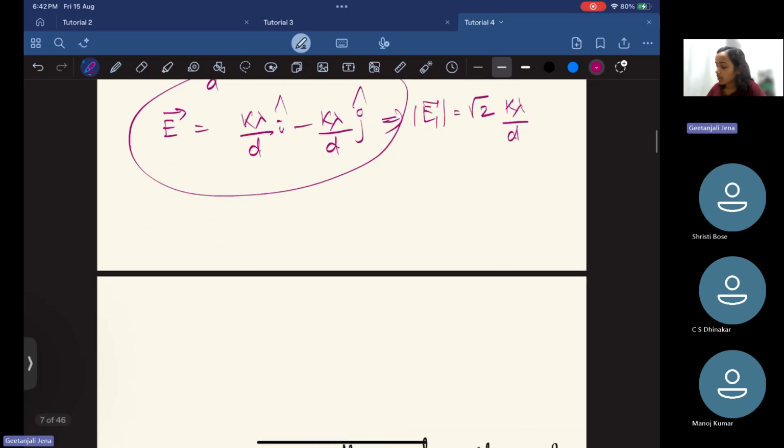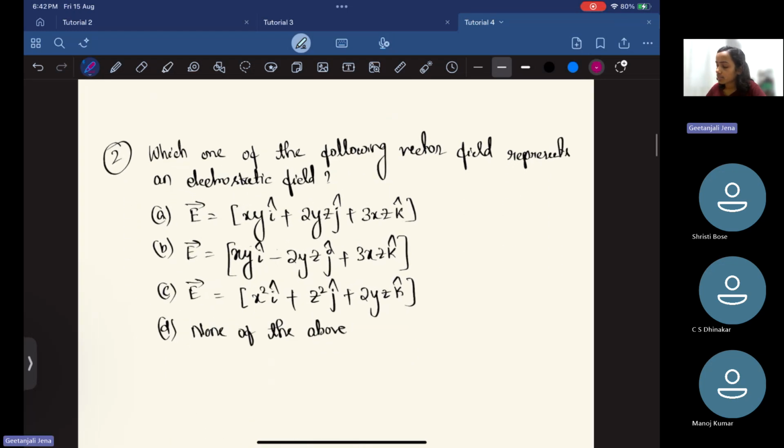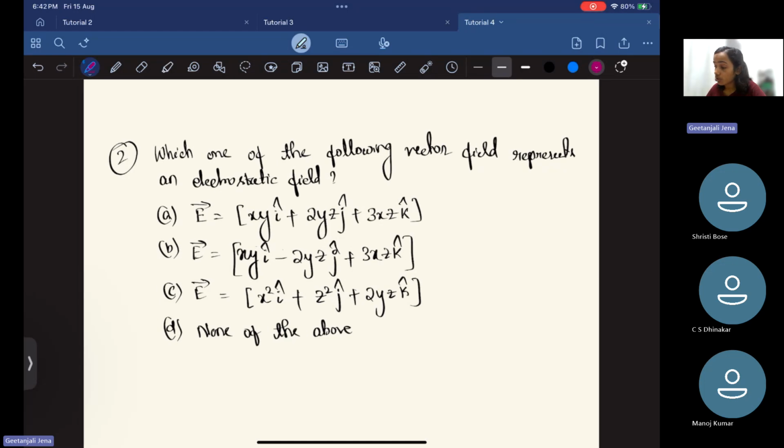Okay, so let us see our second problem. I want you to solve it and let me know the answer. The question is: which one of the following vector fields represents an electrostatic field? There are four options. One is x i plus 2yz j plus 3xz k. Second is xy i minus 2yz j plus 3xz k. Third one is x square i plus z square j plus 2yz k, and the fourth one is none of these. So calculate it and let me know the answer.